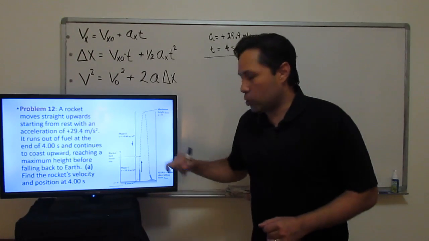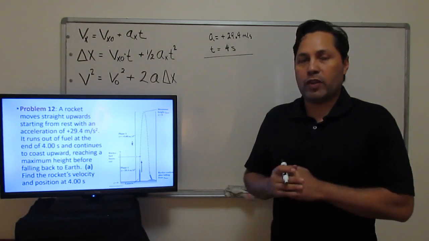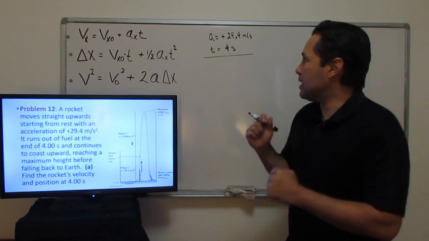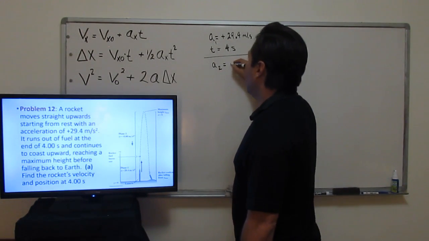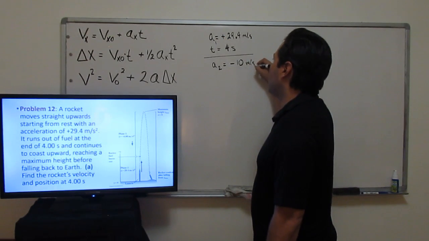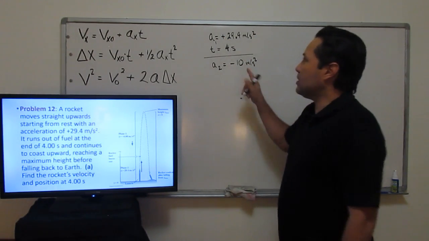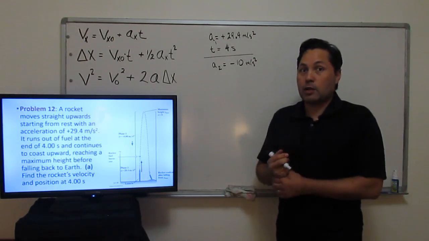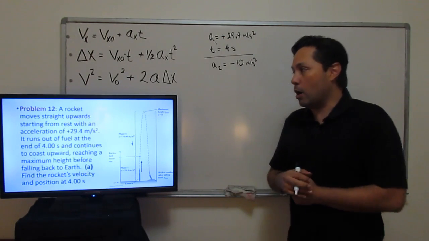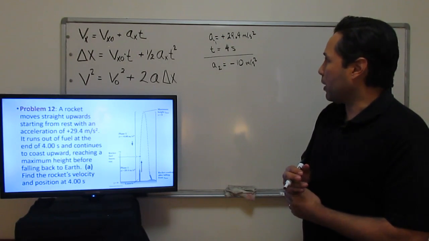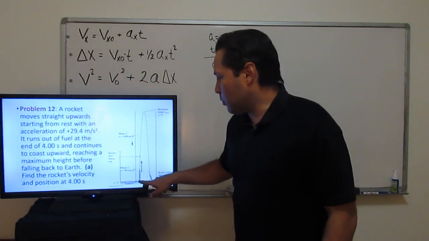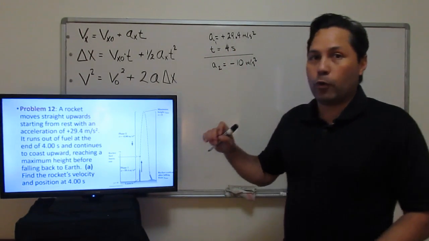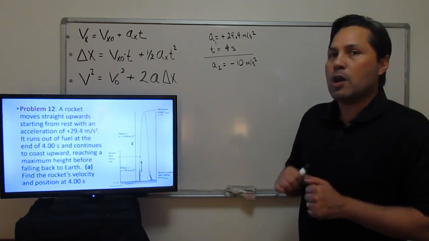After the boosters turn off, there's only one source of acceleration. That is Earth pulling down on it. So this will be the second part of our journey. Put 1 and 2 here, and that will be 10 meters per second squared. That's the only force acting on it, the force of gravity pulling down on our rocket. But for the first part, they want to know, what is the velocity when it reaches 4 seconds? Right before the instant the engine cuts out, what is our velocity?